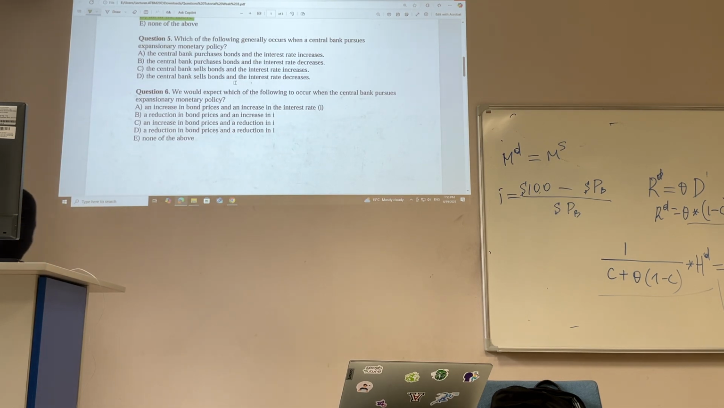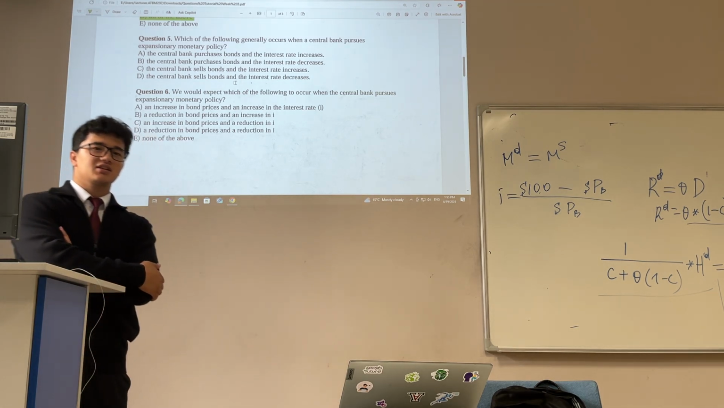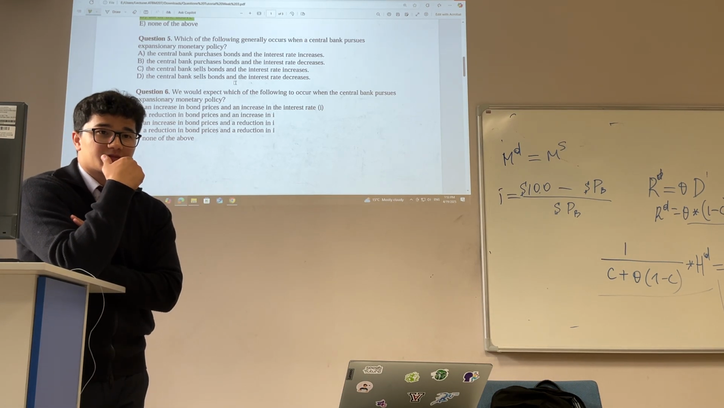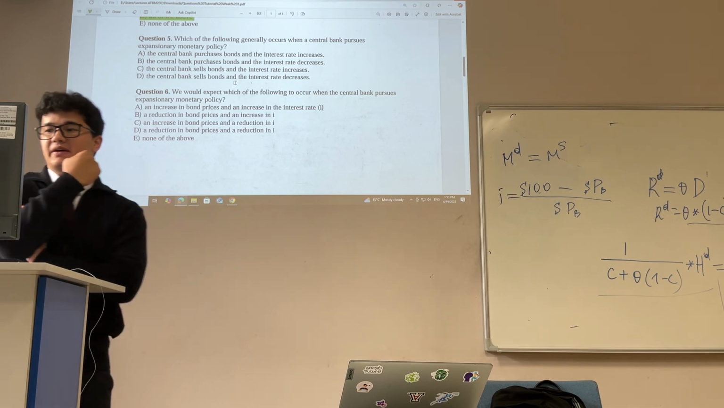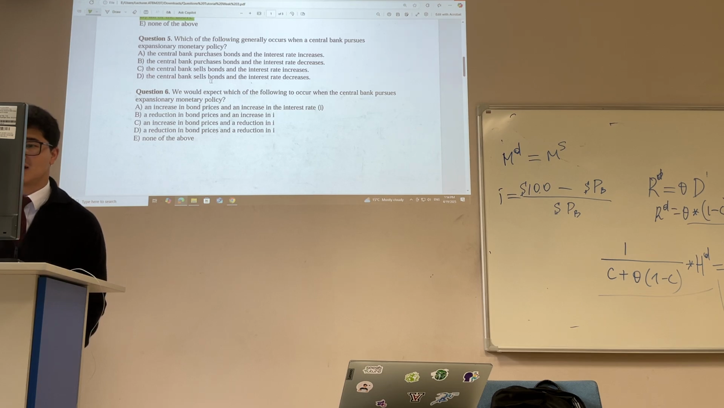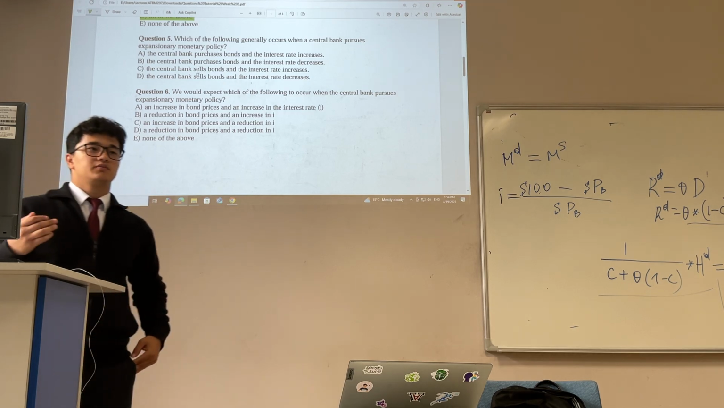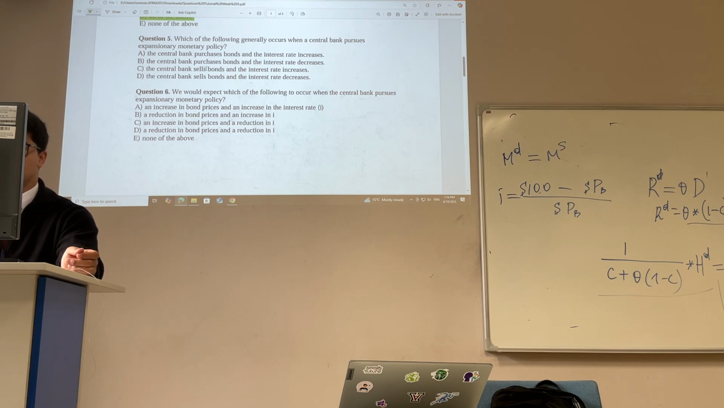Which of the following generally occurs when the central bank pursues expansionary monetary policy? So what is expansionary policy? When the government gives more money to the economy to increase the money supply. So when money supply increases, our interest rate will fall. So the correct answer is A. So in order to increase the money, what does the government do? They sell bonds. No? They buy bonds. Yes. So purchase of bonds and interest rate decreases. B.